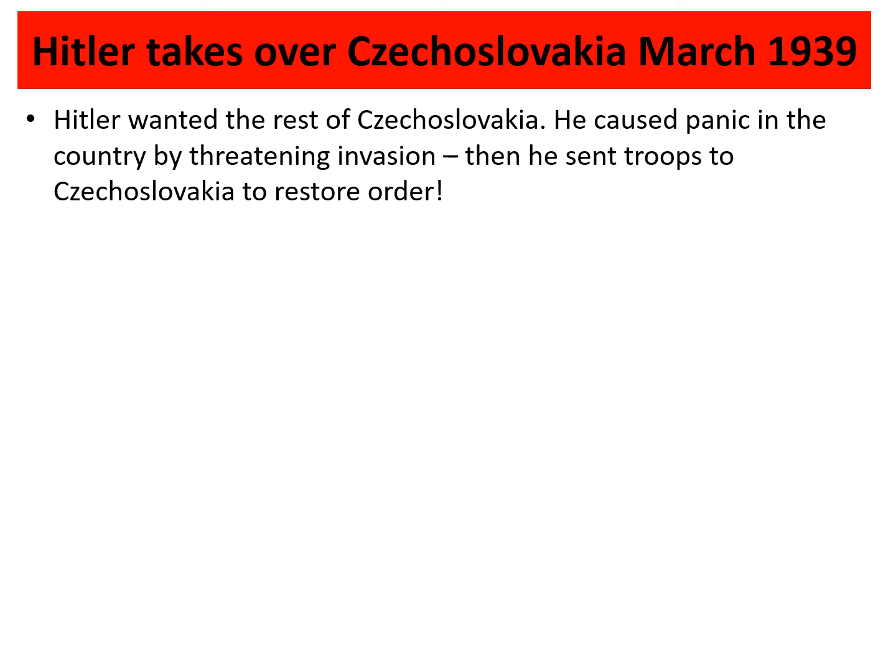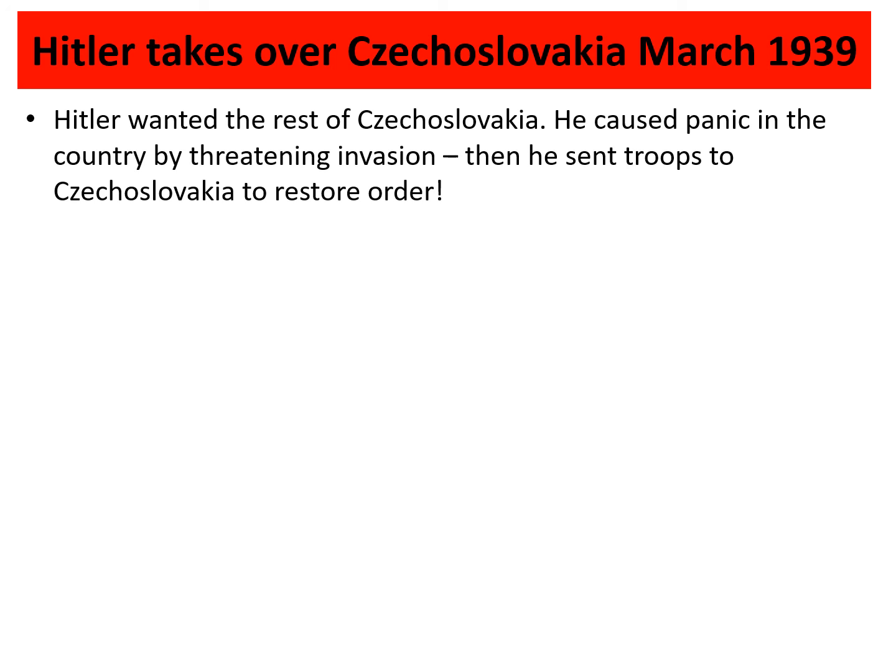Right, Hitler wanted the rest of Czechoslovakia, so he's been given the Sudetenland. He promised that he wouldn't take over Czechoslovakia, but he wants it. He has been given what he wanted in the past, so in his head, Hitler's thinking, I can do this. He caused panic in the country by threatening to invade. Then he sent troops into Czechoslovakia to again pretend that he's restoring the order.